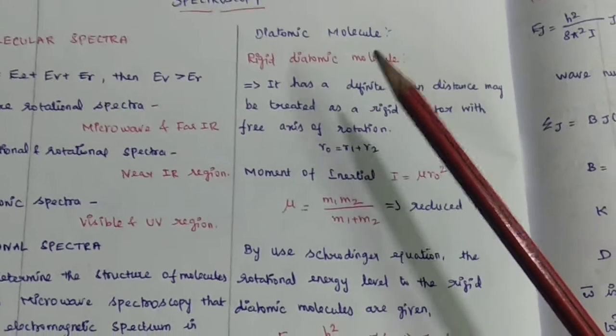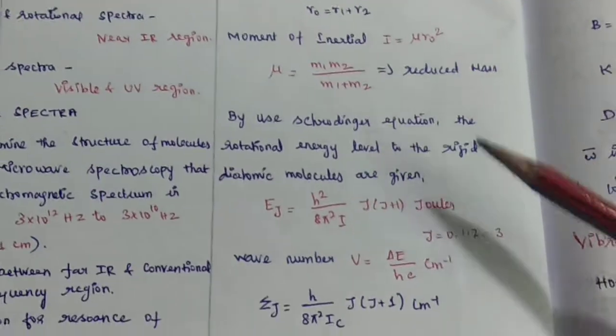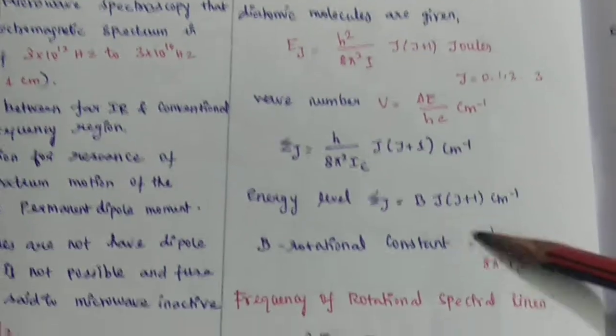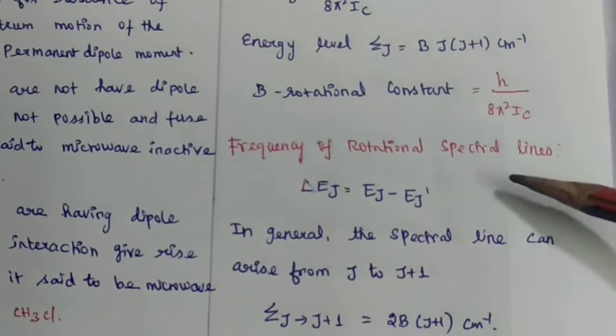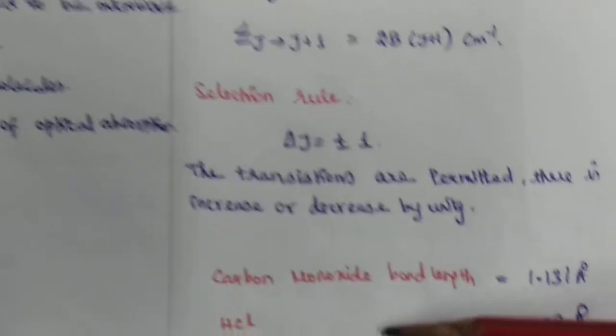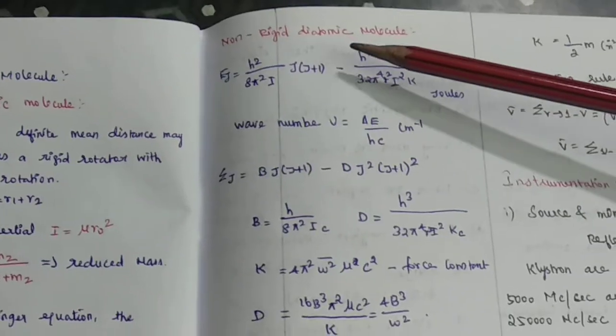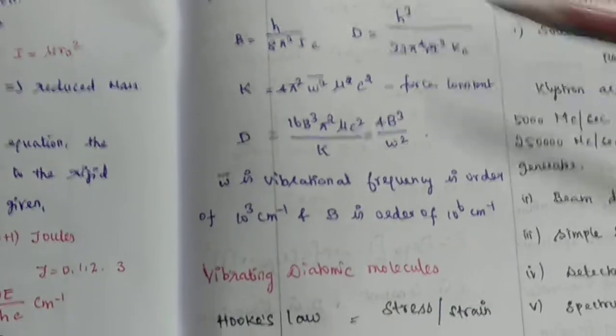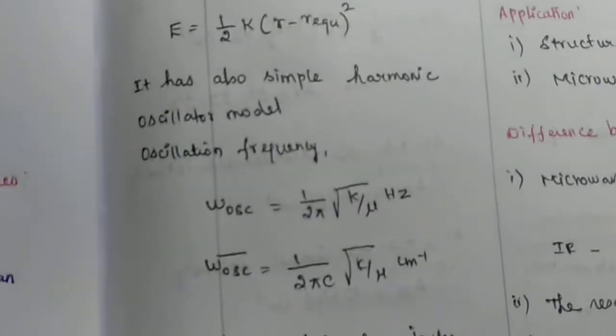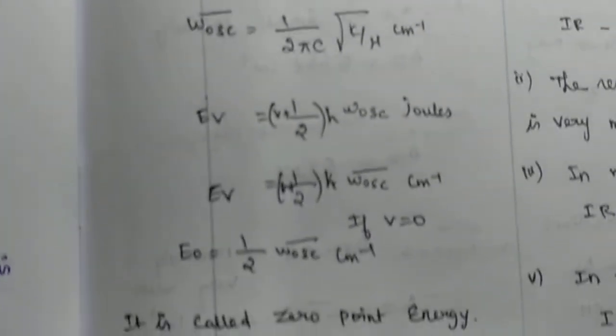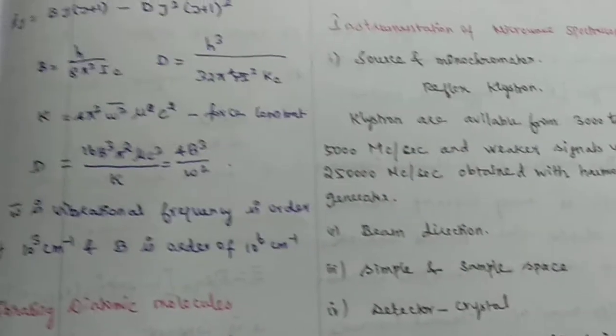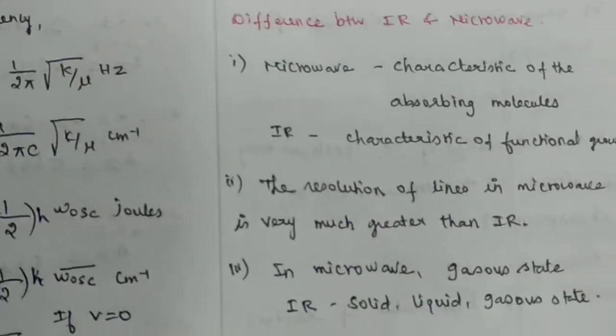So next diatomic molecules, then rigid diatomic molecules. These are most important. Then frequency of rotational spectra, then selection rule. Then non-rigid diatomic molecules, then vibrating diatomic molecules. Then instrumentation of microwave spectroscopy, then applications, then difference between IR and microwave.